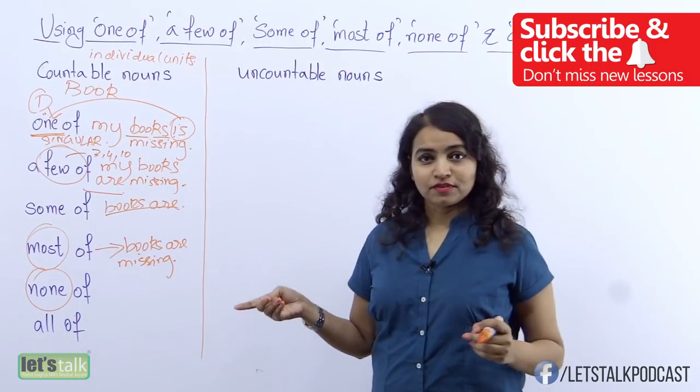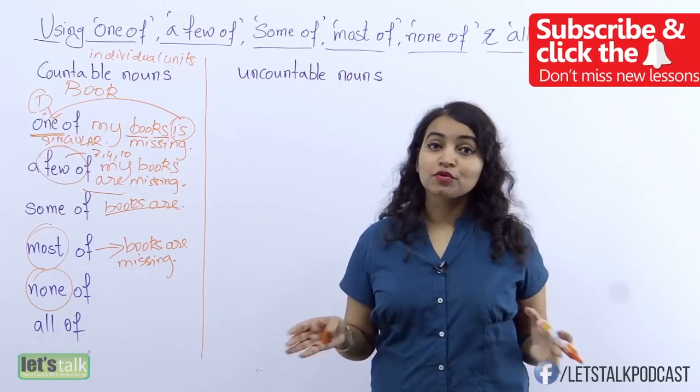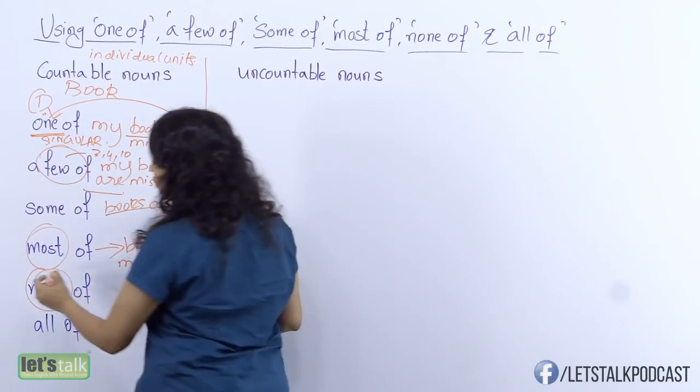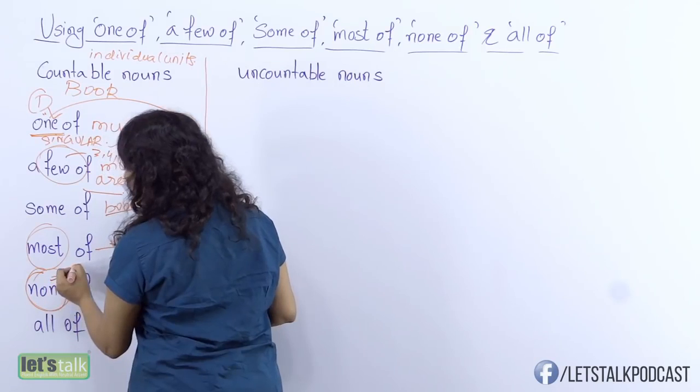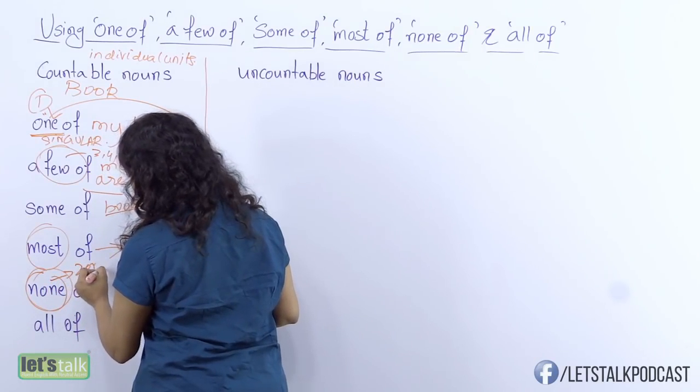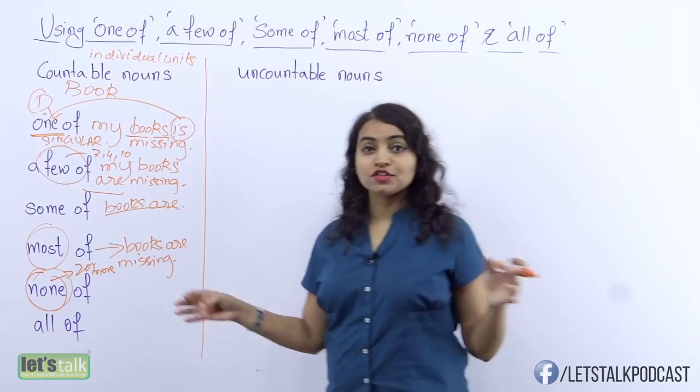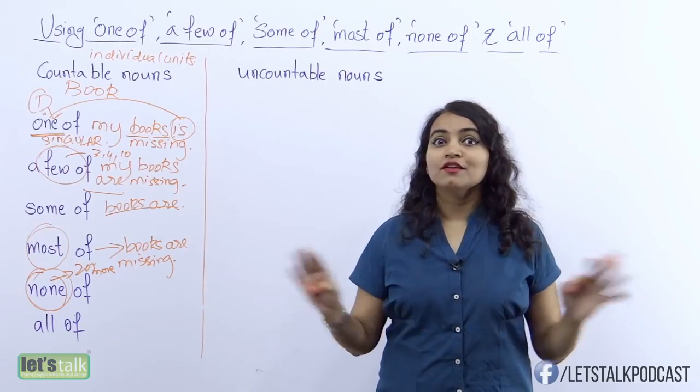What about none of? Again, you would use the plural. None refers to various books. It could be 2 or more. So none of my books, so you have various books and none of them are missing.